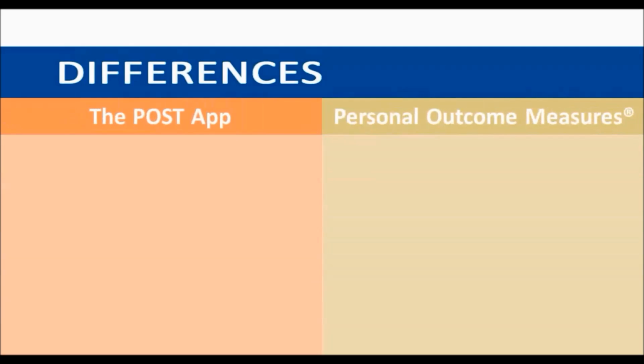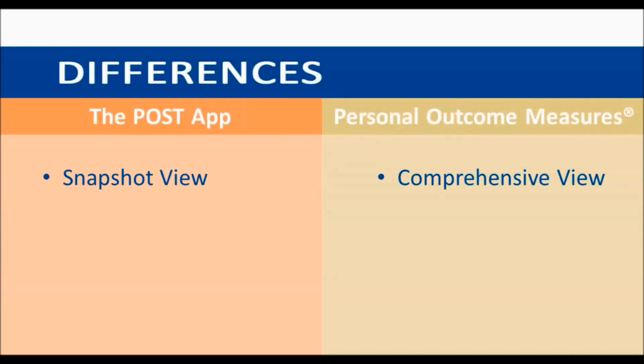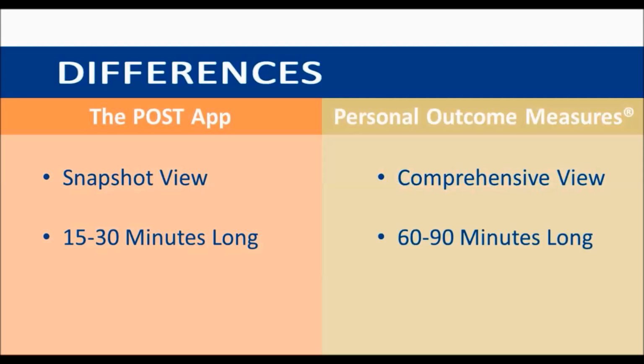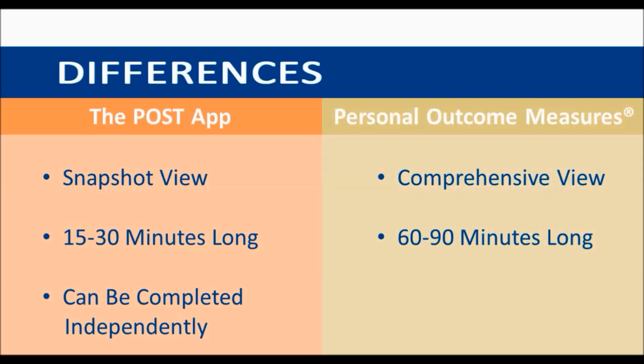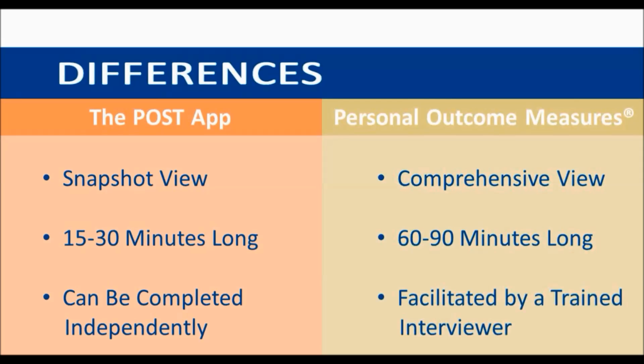The POST app is a screening tool, offering a snapshot view, while the Personal Outcome Measures is a conversation that probes the outcomes and supports, resulting in a more comprehensive view. The POST requires a shorter time commitment, typically just 15 to 30 minutes to complete, while the Personal Outcome Measures requires 60 to 90 minutes for a full interview. The POST app can be completed independently, without a trained interviewer, while the Personal Outcome Measures is an interview facilitated by a trained certified interviewer.